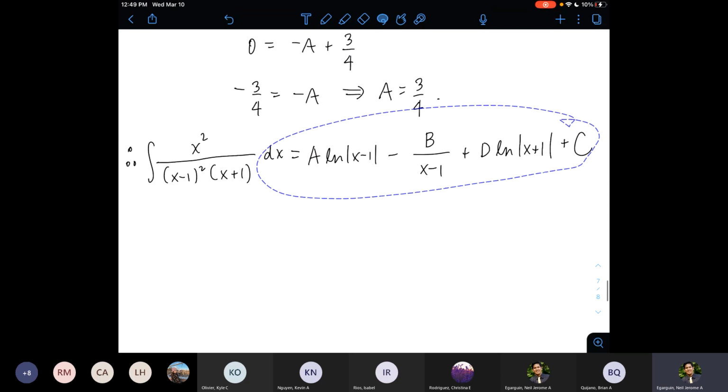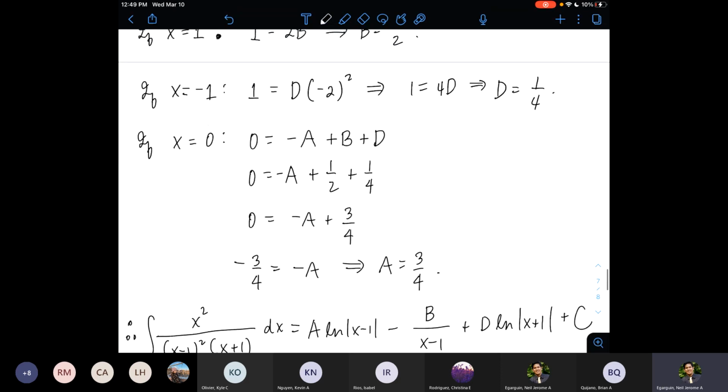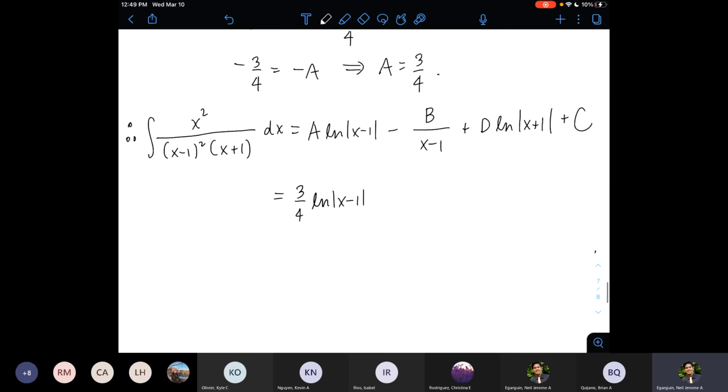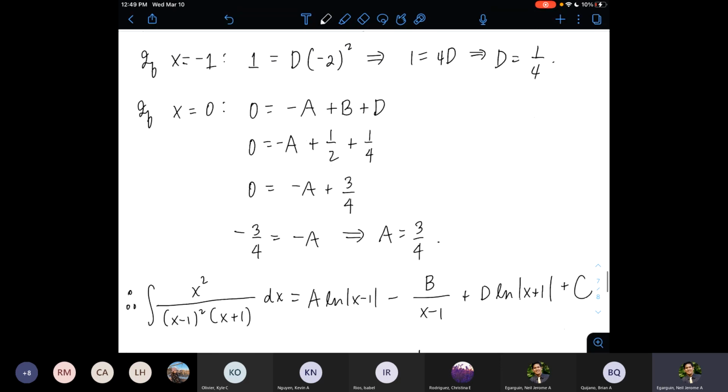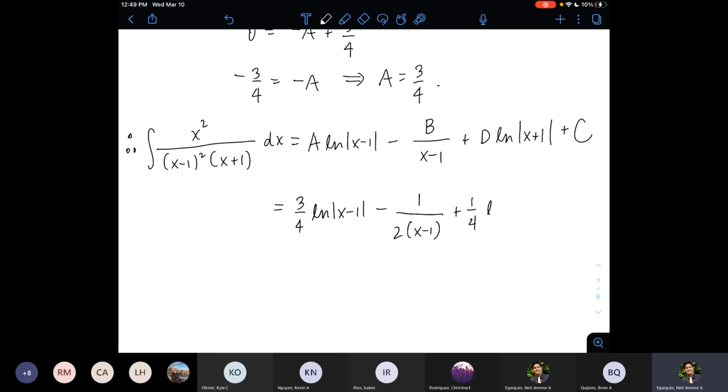Okay. All right, so let's now plug in the values that we found. A is 3/4. What is b? B is 1/2. So that's -1/2x minus 1. And then d is 1/4. Plus the arbitrary constant c. Okay, is that good, guys? For me, it's easier than trigonometric sub. So I hope it is also for you guys.